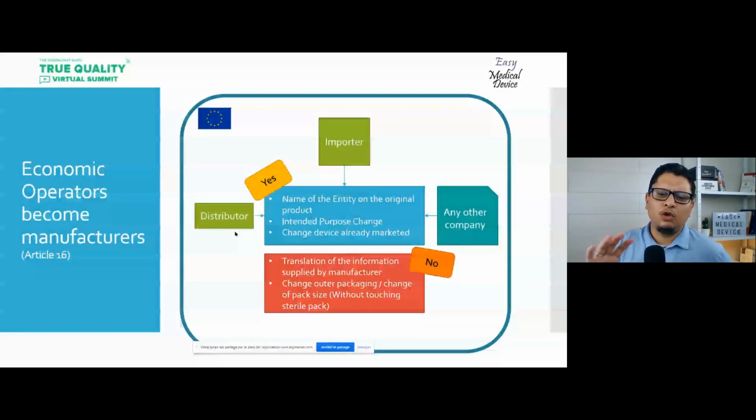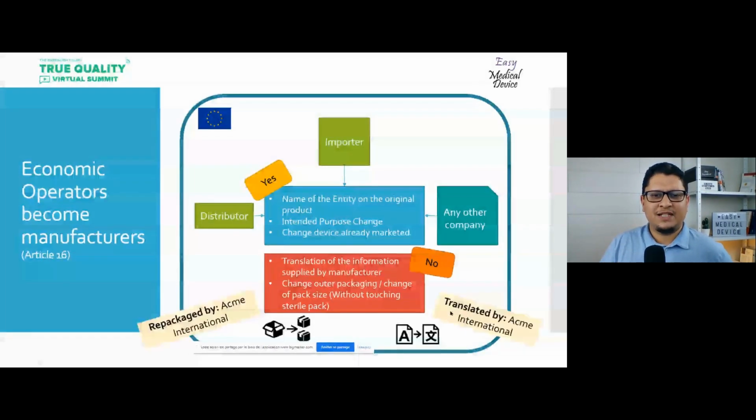And there are some logos that are now appearing, because you also have to place your name. For example, this logo means repackaged by, repackaged by Acme International, for example, or translated by Acme International. So it means that it's not an original translation done by the manufacturer. It was done by the importer or distributor or any other company. So you also have to have this information on the products so that people know what happened with these products.